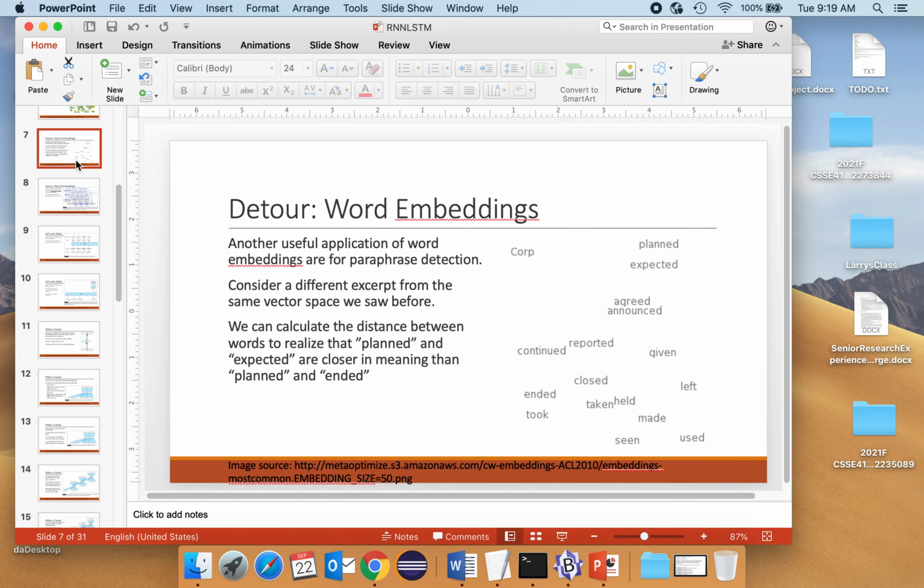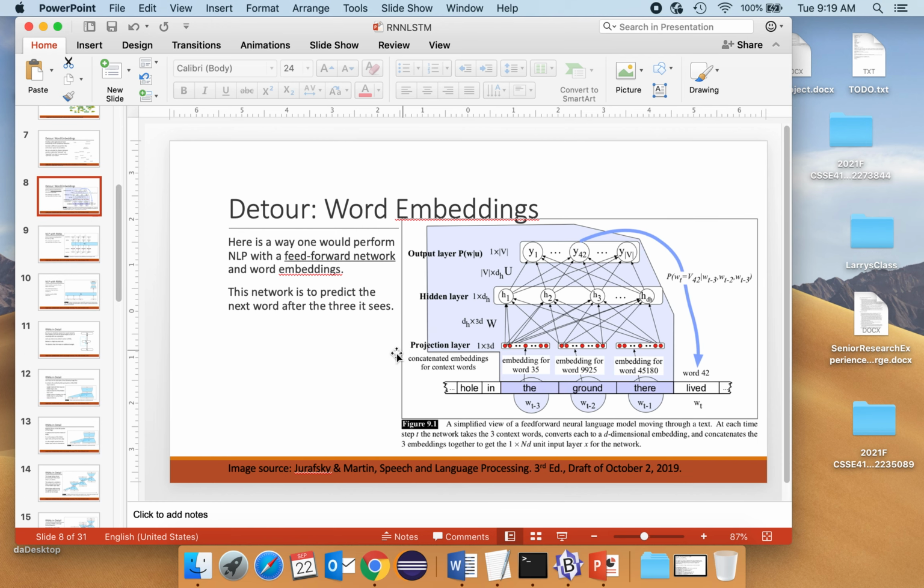So let's move on a little bit then. I wanted to show you a simple feed-forward network, so we're not doing RNNs or LSTMs quite yet. But I just want to show you how we use the word embeddings. There's some text over here, hole in the ground, there lived. And similar to what we have seen for NETtalk, we look at a window of words over here, the ground here.